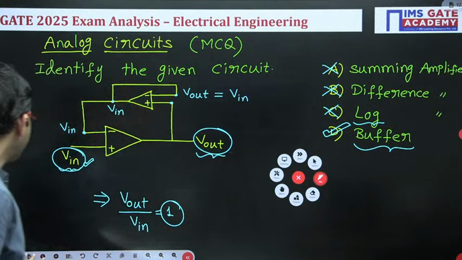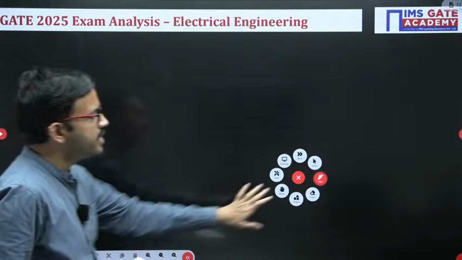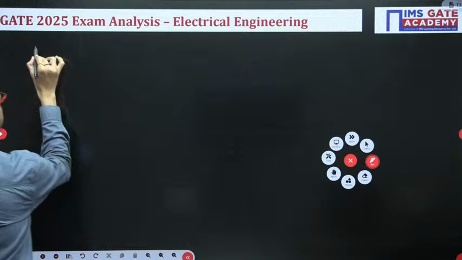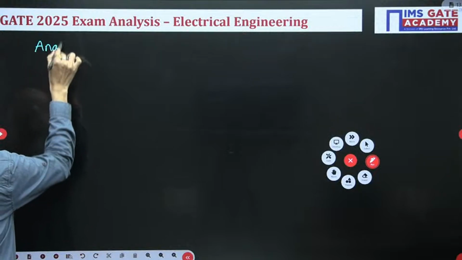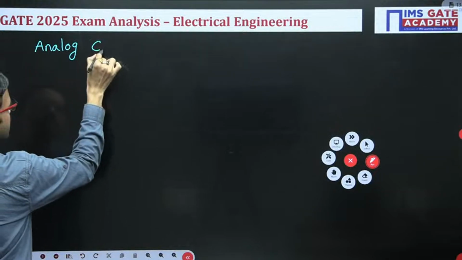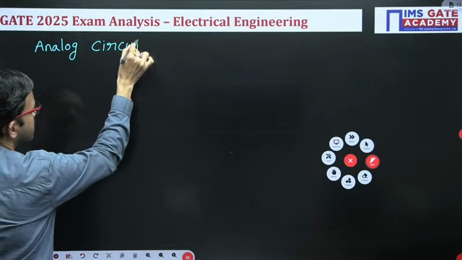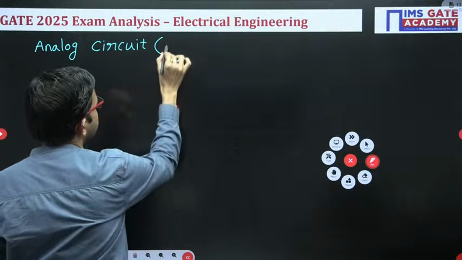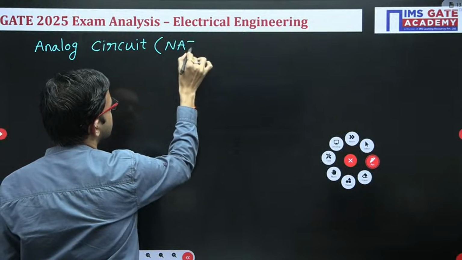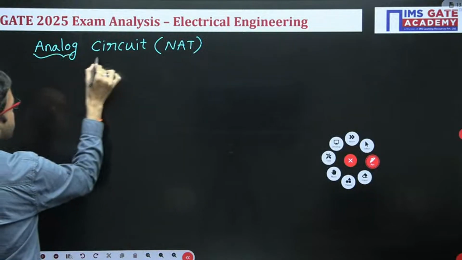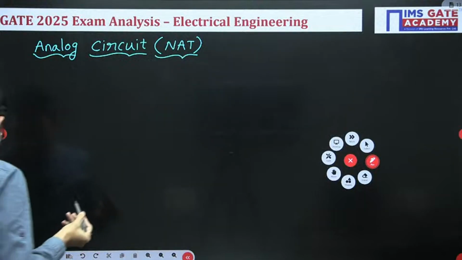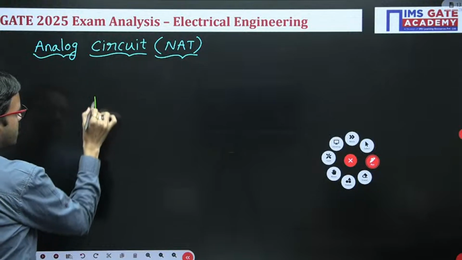Now we are going to solve one more question regarding the analog circuit subject. First I will draw the given circuit. This question is from NIT. In this question, they have given the circuit like this.